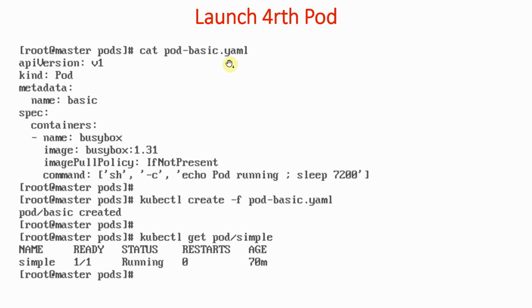Now let us launch the fourth pod. Again, this is the definition of the pod. Basic API version is v1. Kind of object is pod. Name of the pod and container.